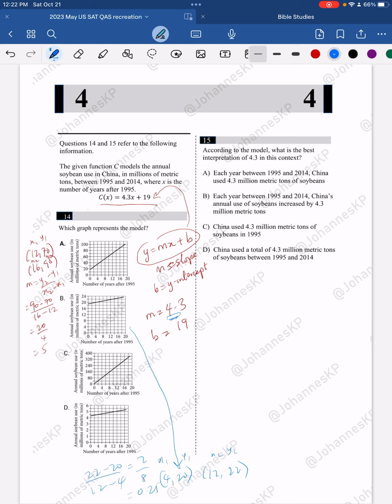The one we did in red is much closer. Of course, we didn't get exactly 4.3, but it's close. 5 is closer to 4.3 than 0.25 is. So our answer should be A.